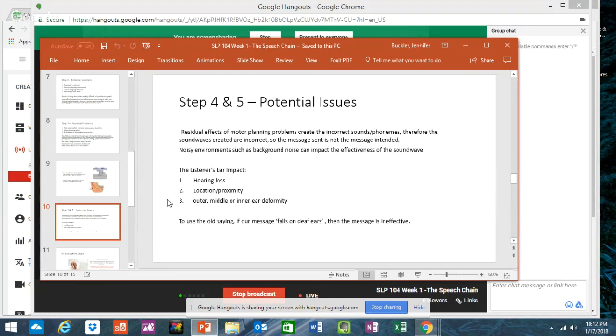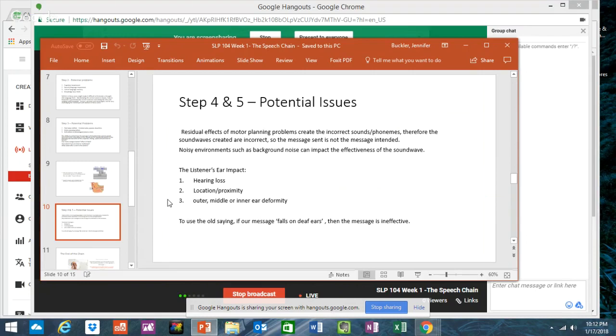But what are the potential problems that could happen at steps 4 and 5? Well, certainly, residual effects of the motor planning problems from step 3 can create incorrect sounds. So let's say the word was sit, and the motor planning or articulatory errors created the word fit or dit. Then that sound wave is significantly different than the intended message. The sound wave that is created arrives at the listener's ear and creates an incorrect message that has to then be interpreted by the listener.